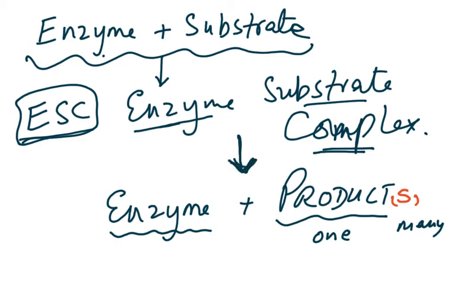And then what is formed out of the substrate? Either the substrate was a large molecule and it broke up into two, so it would be two products, or it could be the other way around. This could be the substrate and it could be combining and making it into one product. So enzyme substrate complex and then enzyme and product or products.